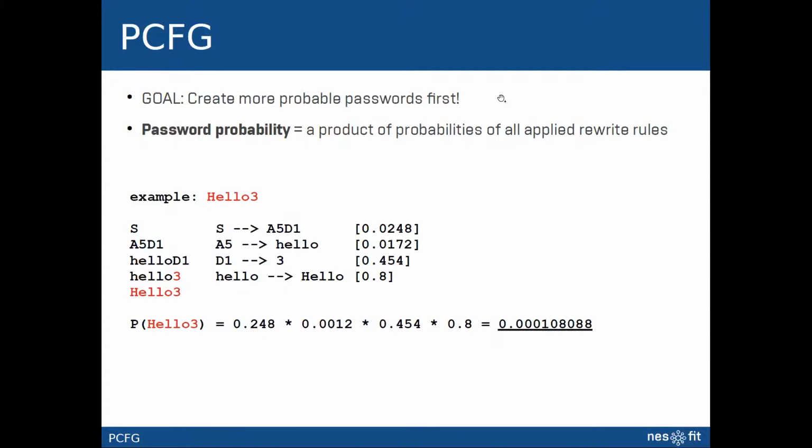How to get the probability of a password? It's quite simple. It's a product of probabilities of all rewrite rules that were applied when this password was created. So, for example, we have a password hello free, and you want to know what is the probability of such a password. This password was created from the start non-terminal using these 4 rewrite rules. You can see here the probability of these rules. So just by multiplying these rules with each other, you get the final probability of the password hello free.